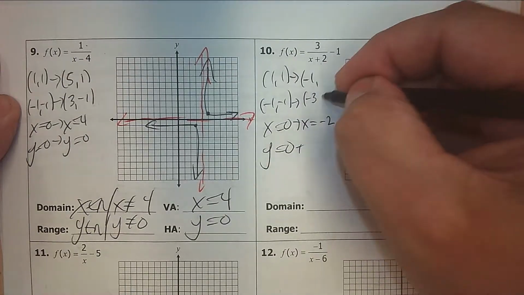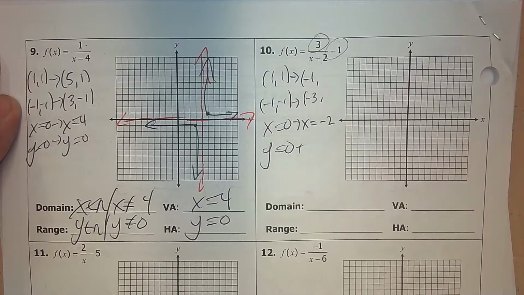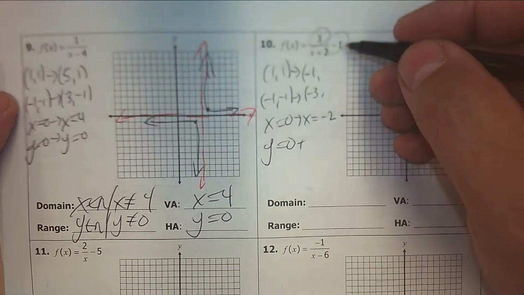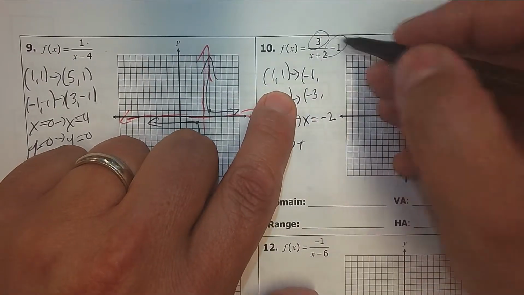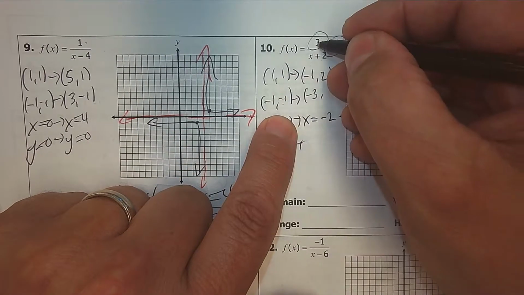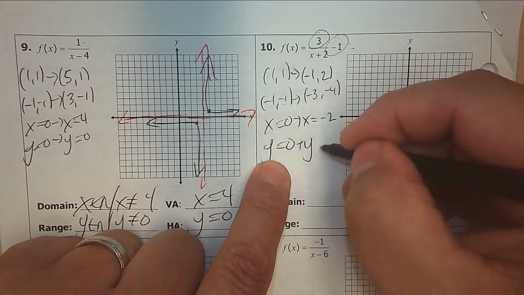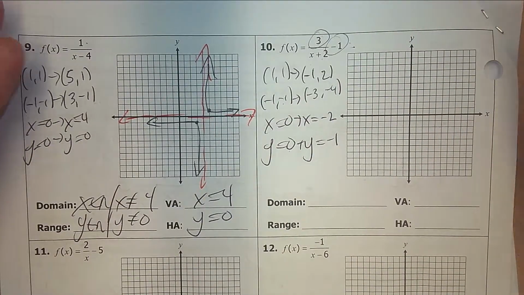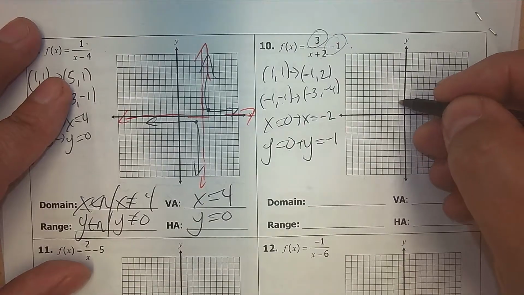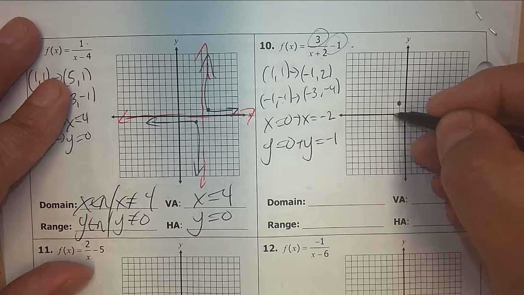To the y's, I have to do two things. So I circled them. Times 3, and then subtract 1. So 1 times 3, subtract 1. Negative 1 times 3, subtract 1. And then 0 times 3, subtract 1. Now I'm going to plot the points. So negative 1 and 2, negative 3 and negative 4.